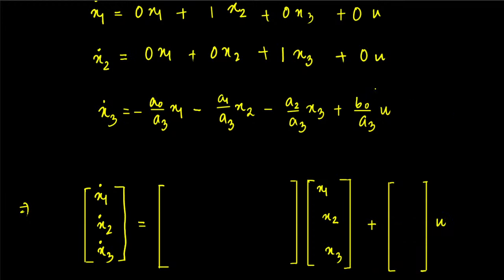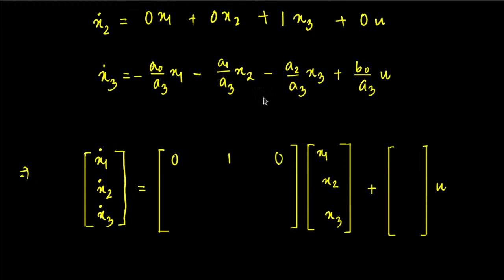All right. Let's put the values here and see how that works out. So x1 dot is equal to 0 x1 plus 1 x2 plus 0 x3. Right. So 0 times x1, 1 times x2, 0 times x3. That works. For the next one, I have 0, 0, 1 here. And for the next one, I would have minus a0 by a3, minus a1 by a3, minus a2 by a3.